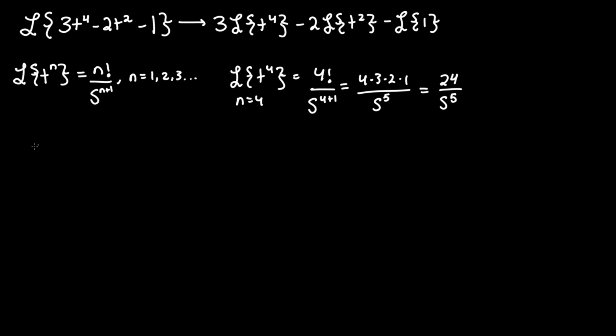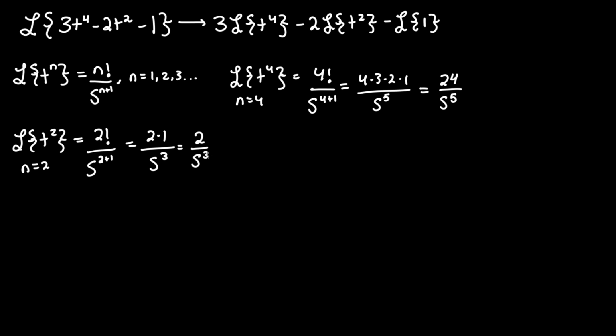Now for our t squared term, Laplace of t squared means that now n equals 2. So this is a little simpler. N factorial is now 2 factorial over s to the n plus 1 becomes 2 plus 1. So it's 2 times 1 over s cubed, which equals 2 over s cubed.